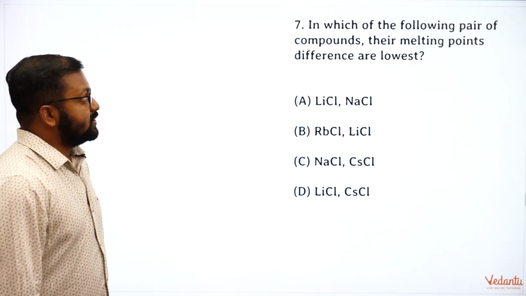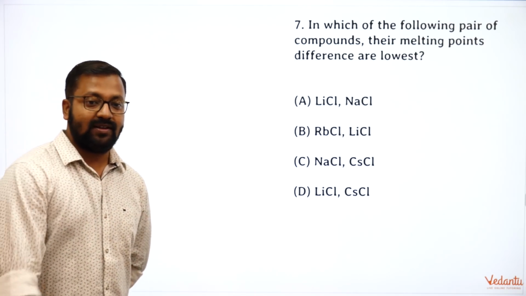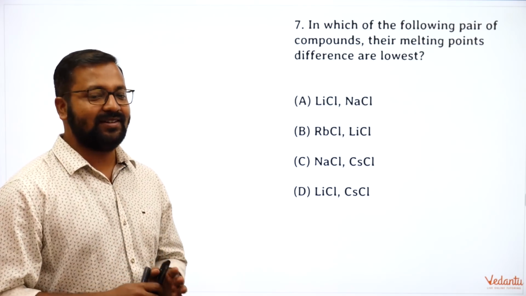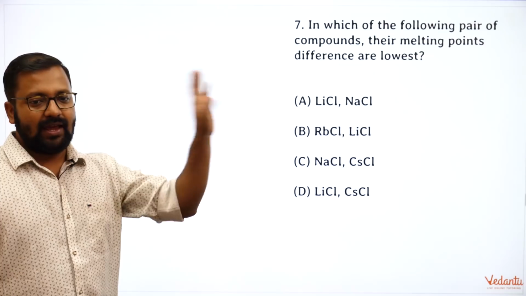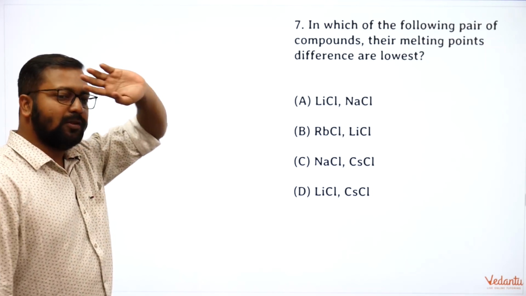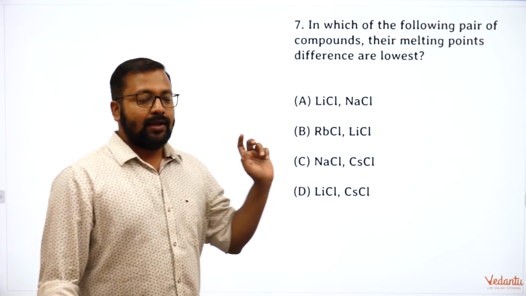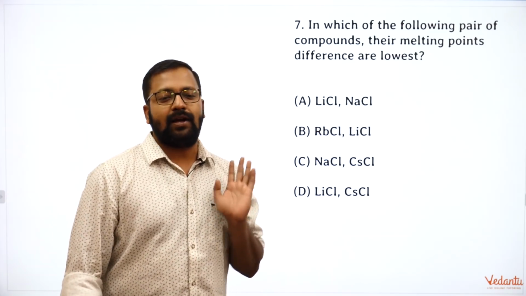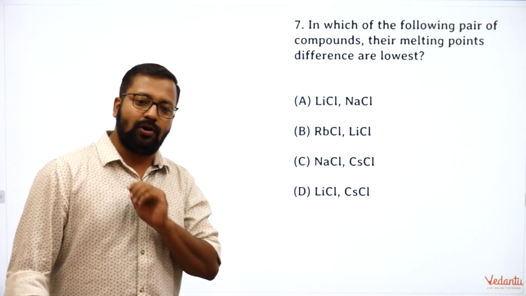The next question is this: in which of the following pairs of compounds is the melting point difference lowest? This is a very interesting question because there can be so many mistakes made in it. Mistakes are made very often, and this trend is important because chlorides, bromides, fluorides, iodides, anything can be given to you, and the chances of making an error are very high.